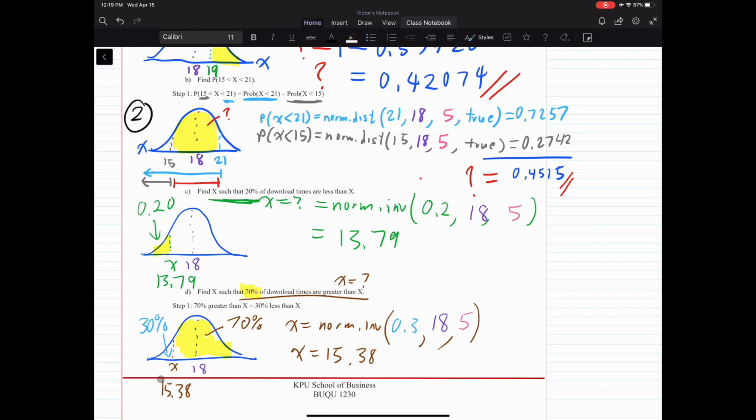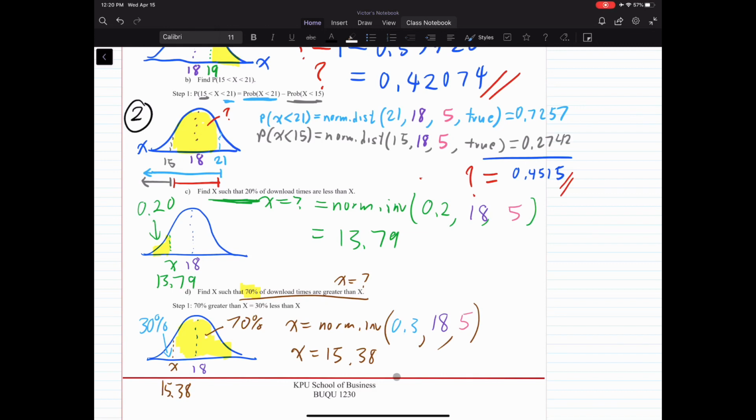Once we know that, we can put it into the equation. We're looking for x, so we use norm.inv. It will ask you for 3 variables. The first variable is the probability to the left of x, which is your 0.3, that's your 30%, comma. Second variable is 18, which is your mean, comma. Third variable is your 5, that's your standard deviation.